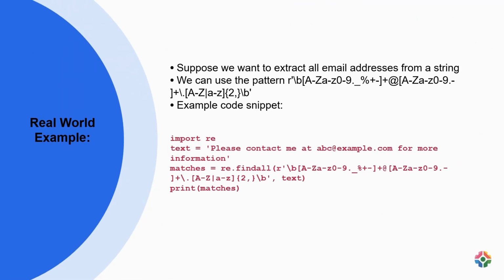To extract email addresses from a string, we can use regular expressions. The pattern to match email addresses is [A-Za-z0-9]+@[A-Za-z]{2,}. For instance, in Python, we can find all email addresses in a provided string by utilizing the re.findall function. This function returns a list of email addresses found in the given text string. For example, if we have a text, please contact me at abc@example.com for more information, the code snippet given will output abc@example.com as the result.